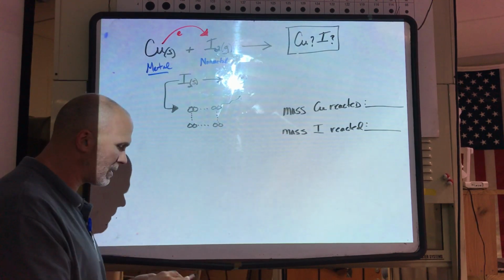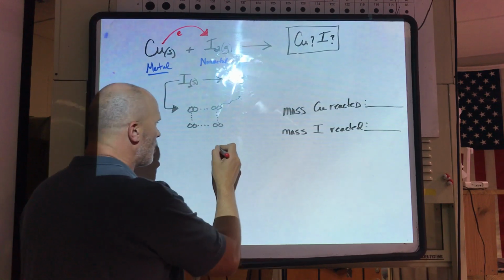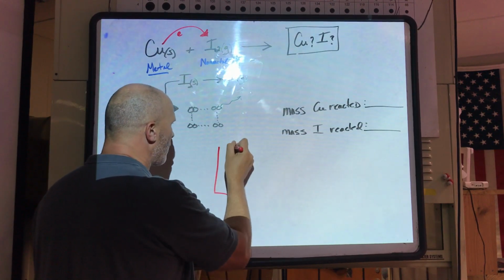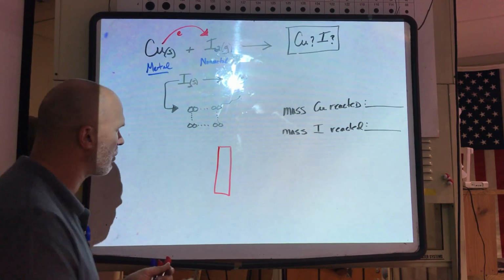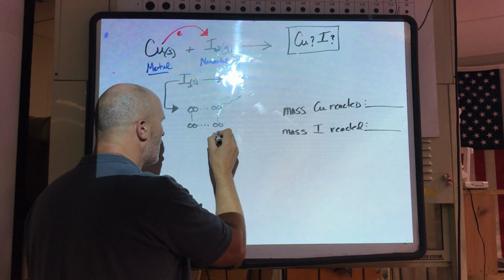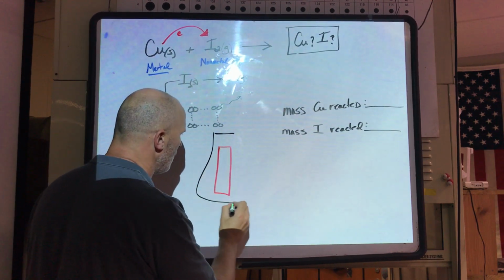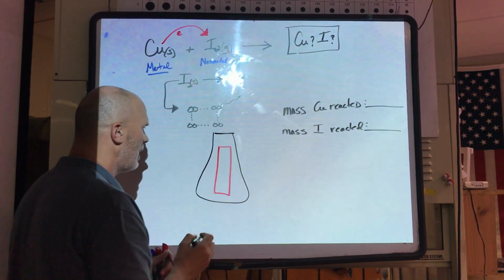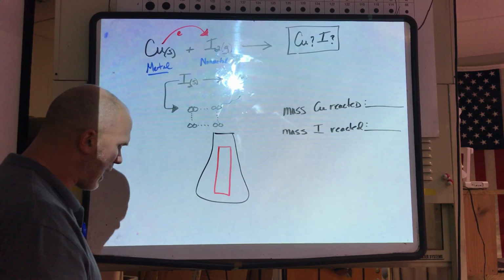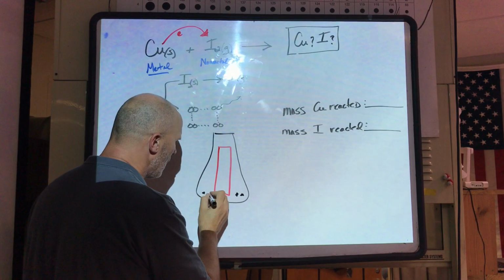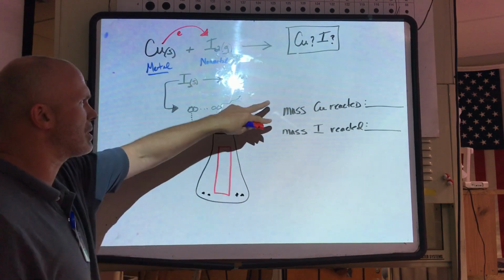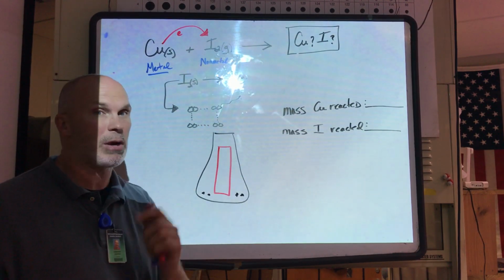Well, the experiment is we're going to take some copper, a piece of thin copper foil in a rectangle. It doesn't matter the size, but it's going to fit inside an Erlenmeyer flask, a conical flask for some people. And there's my flask. What I'm going to do is add some crystals of iodine in the bottom. Now, in order to get to this result, we really need 3 measurements.